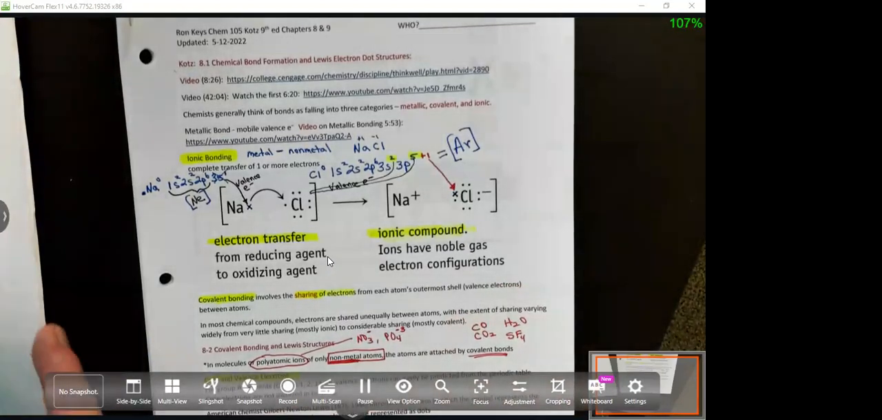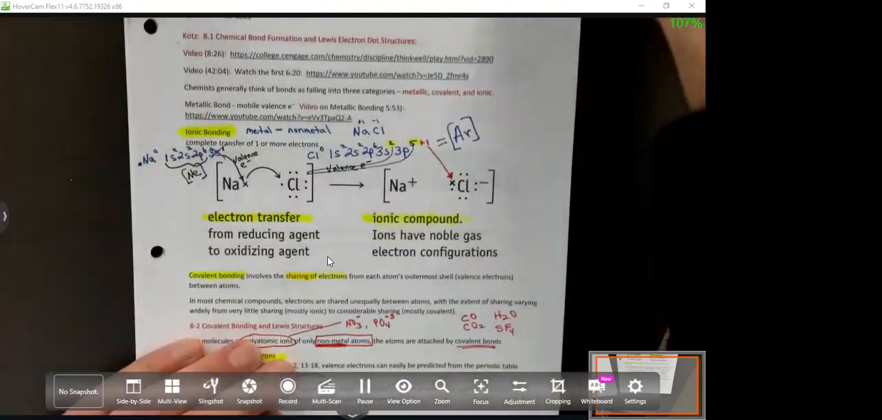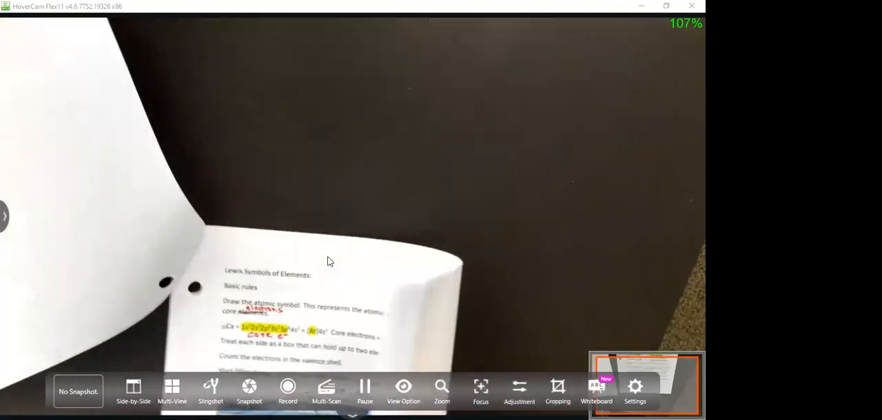Hopefully everybody has a blue sheet. The blue sheet is the key to everything. So if you don't have a blue sheet, come down and get a blue sheet.